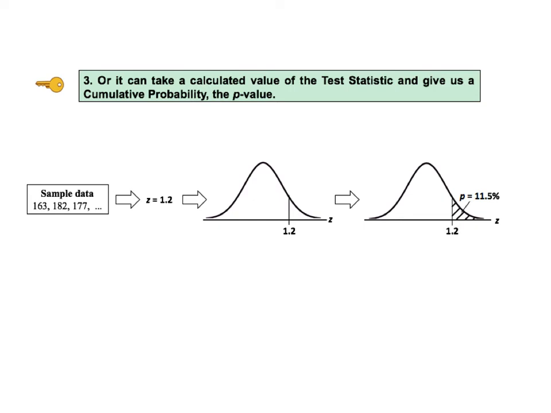This becomes the boundary of an area under the curve. And the distribution tells us that if z equals 1.2 and the test is right-tailed, then the area under the curve to the right of 1.2 is 11.5%. This cumulative probability is known as p, the p-value.